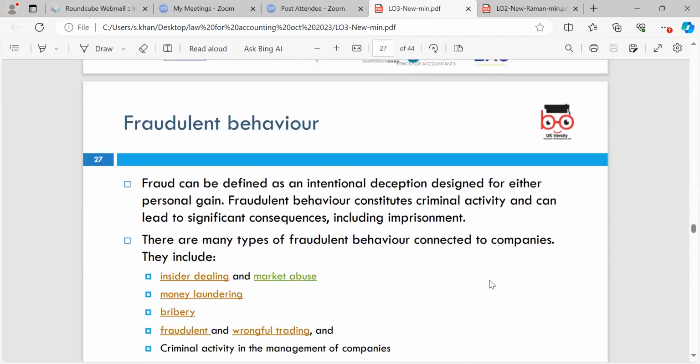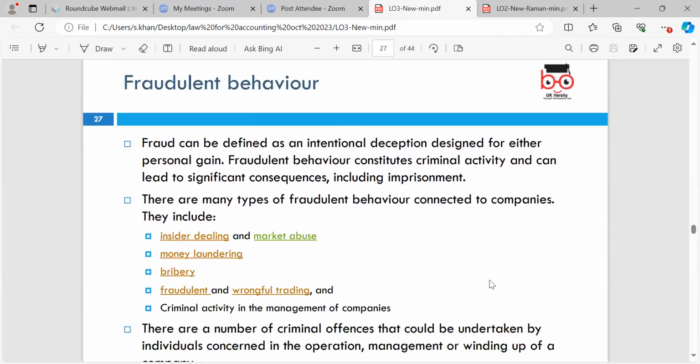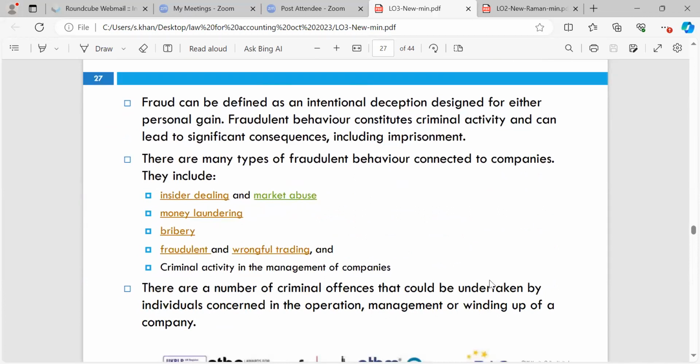Fraudulent behaviour. Fraudulent behaviour is defined as intentional deception designed for personal gain. Fraudulent behaviour constitutes criminal activity and can lead to significant consequences, again, including prison. There are many types of fraudulent behaviour connected to companies: inside dealing, which Irene, you mentioned, about the person doing it inside the company, an individual, market abuse, money laundering, bribery, fraudulent wrongful trading, criminal activity in the management of companies.